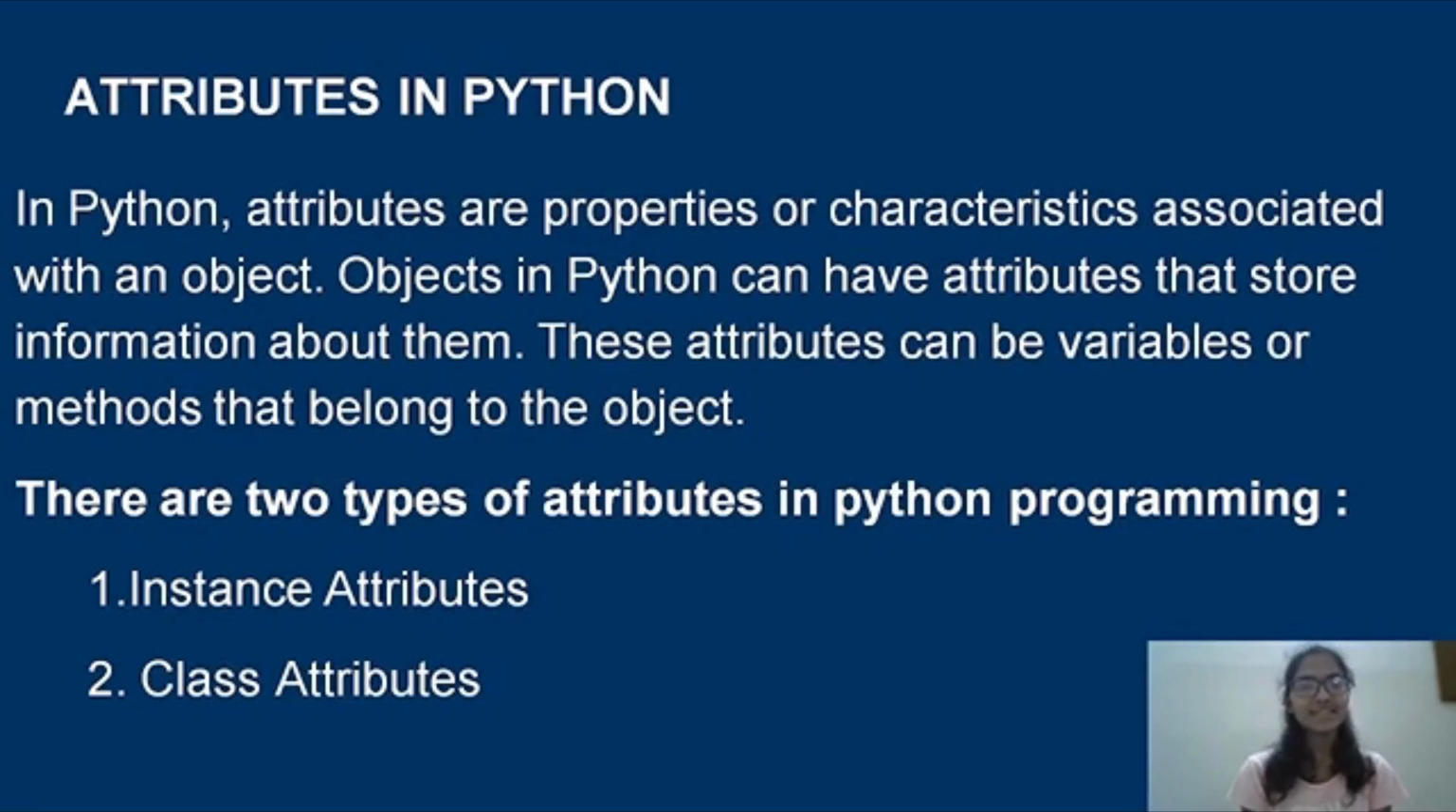Coming to the attributes in Python, they are the properties or characteristics associated with an object. Objects in Python can have attributes that store information about them. These attributes can be variables or methods that belong to the object. There are two types of attributes in Python programming. We have discussed this in an earlier video also. Those are instance attributes and class attributes. Today I will be discussing these two in depth.